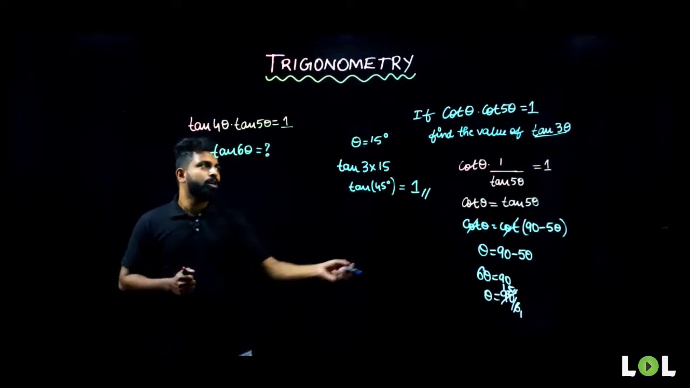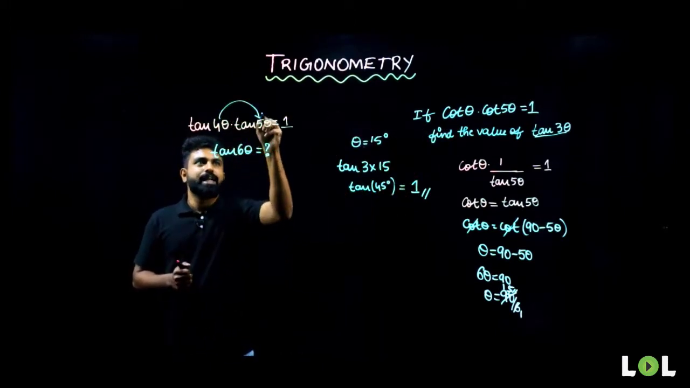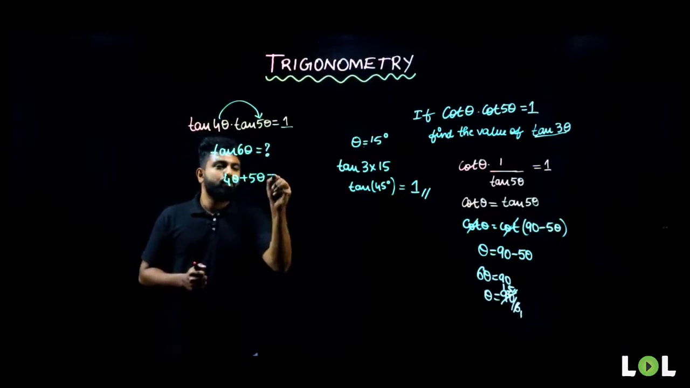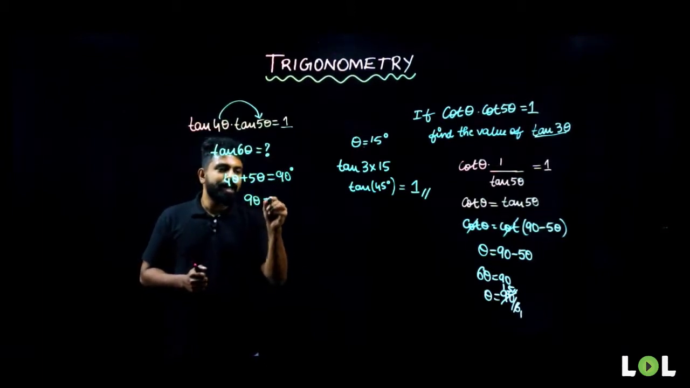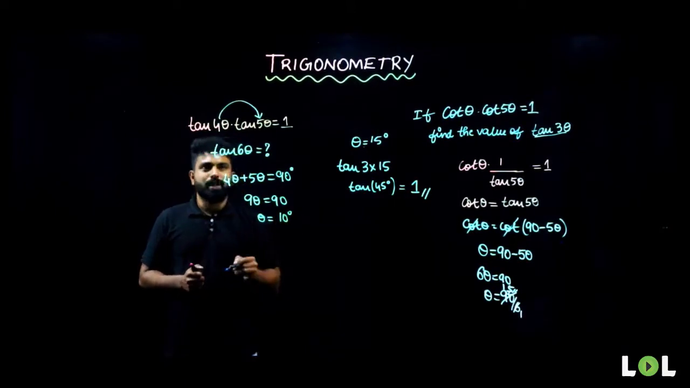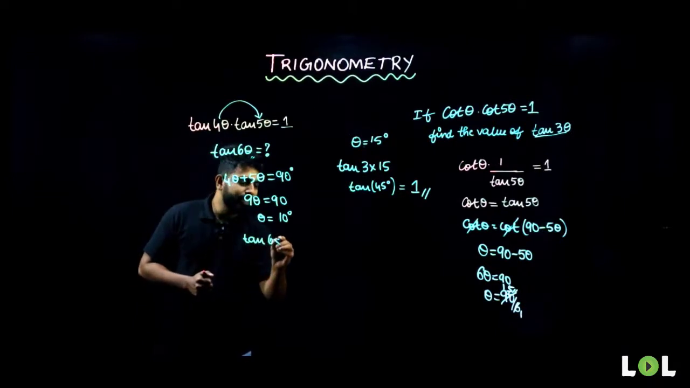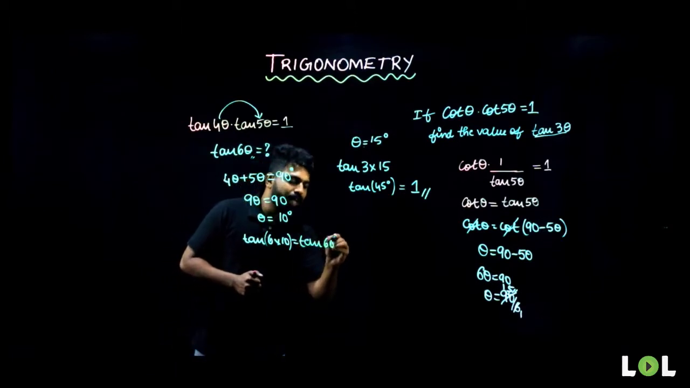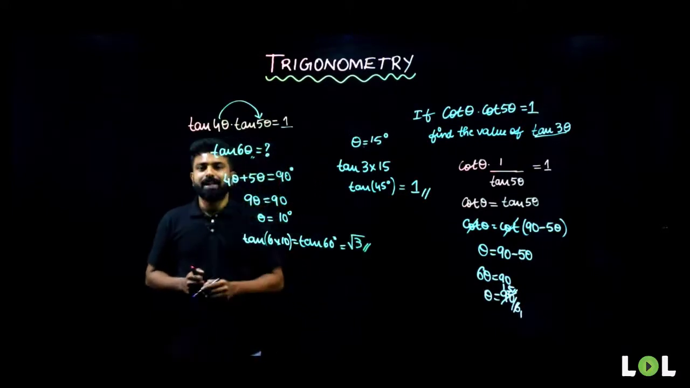Whenever you get cot into cot or tan into tan, what can I write? I'll write this directly as 4 theta plus 5 theta, and that will be equal to 90 degrees. So 9 theta will be equal to 90 degrees, and the value of theta will be 10 degrees. Now they're asking us to find the value of tan 6 theta. That is nothing but tan of 6 into 10. That is tan 60 degrees. What is the value of tan 60? Tan 60 is nothing but root 3, and that will be my final answer.